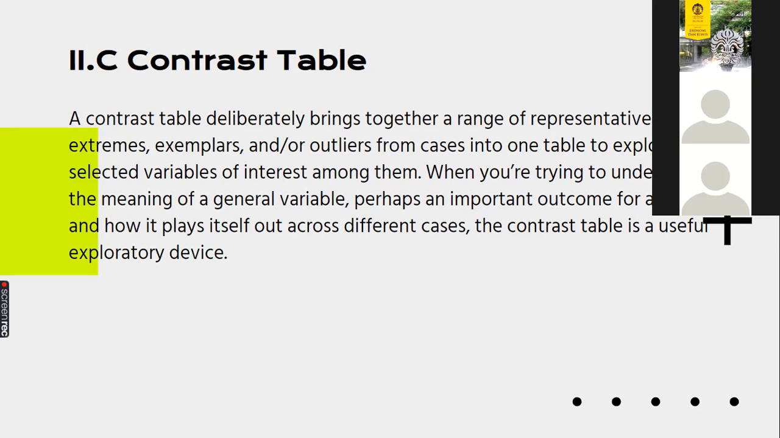The third form of the variable exploration is the contrast table. A contrast table deliberately brings together a range of representative extremes, exemplars, and/or outliers from cases into one table to explore selected variables of interest among them. When you try to understand the meaning of a general variable, perhaps an important outcome for a study, and how it plays itself out across different cases, the contrast table is a useful exploratory device.